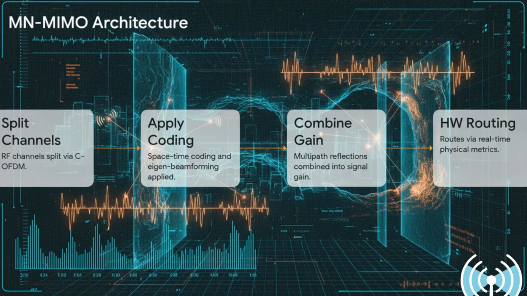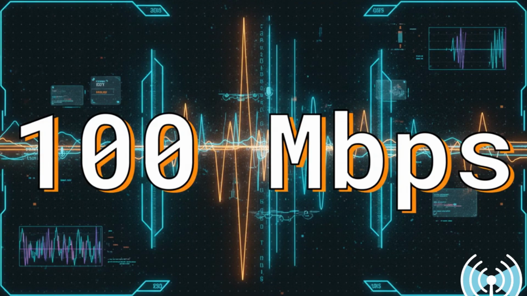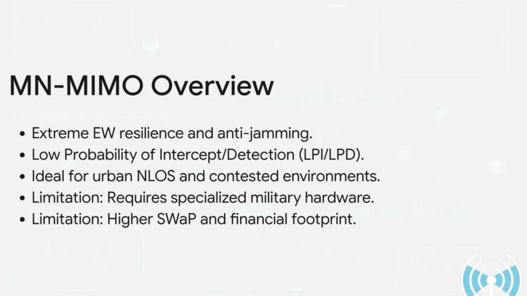It gathers those reflections into coherent gain and routes data instantaneously based on raw physical metrics like spatial correlation and signal-to-noise ratio. Because of that incredibly deep physical layer integration, you get something open-source software on standard Wi-Fi chips just can't touch: an unrivaled 100 megabits per second throughput. Think about that for a second. That's enough pipe to push multiple real-time HD video feeds, voice comms, and telemetry, all simultaneously on a single tactical channel.